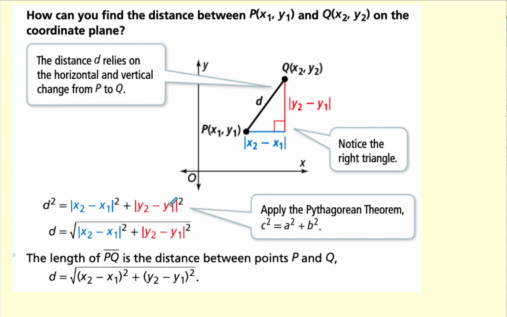we'll square them. Now when we want to solve for d, we're going to take the square root of both sides, and when you square things, you can drop the absolute value, because it'll be positive anyway. The absolute value was just to ensure we're going to have a positive number when you square. So this is the formula for distance.